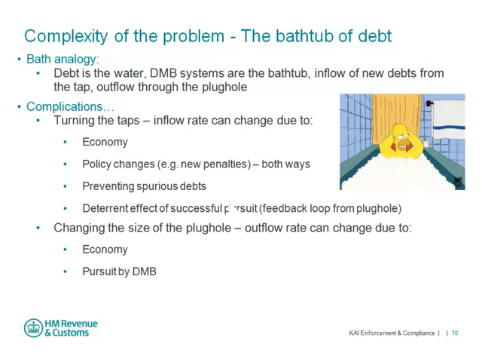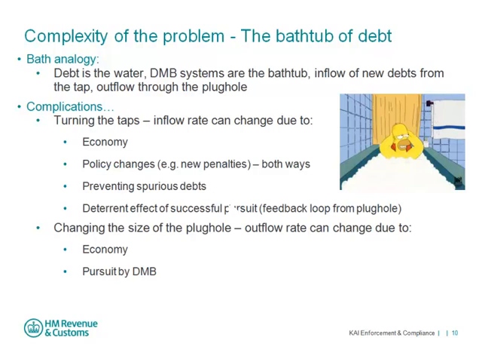If we can prevent spurious debts from being created on the systems in the first place, we can help to reduce the inflow rate. And as I've just talked about, the feedback loop as well, the feedback loop from our plug hole: the deterrent effect of successfully pursuing debts in the past can have an impact on the inflow of debts in the future.